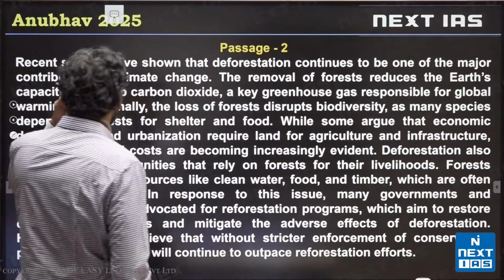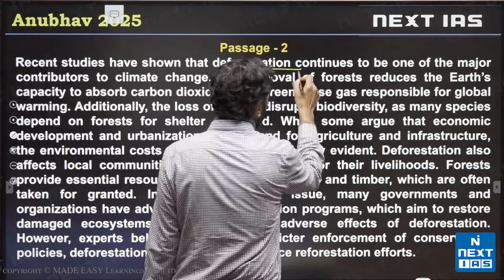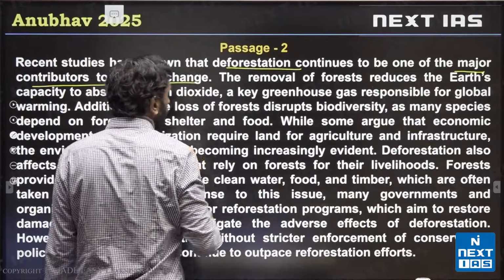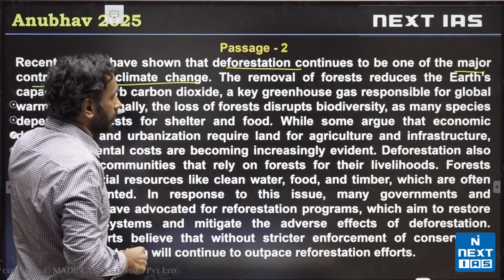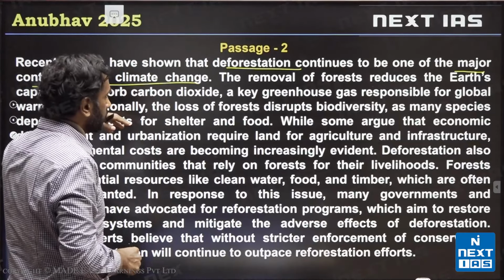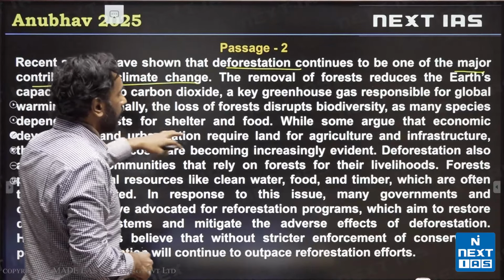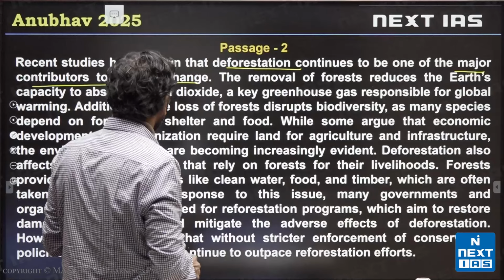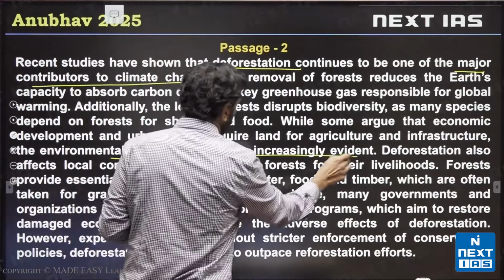Alright, so recent studies have shown deforestation continues to be a major contributor to climate change. The removal of forests reduces, so this seems to be the topic which the author is explaining. It reduces capacity to absorb CO2. Additionally, loss of forest disrupts biodiversity. While some argue economic development and urbanization require land, environmental costs are becoming increasingly evident.